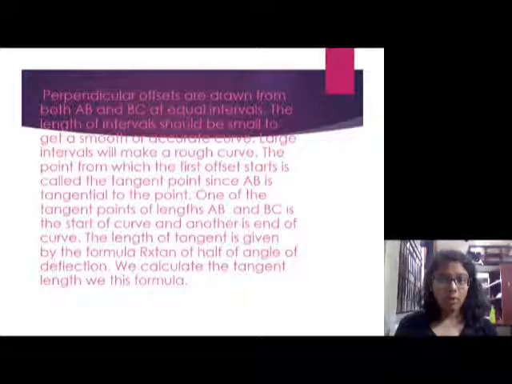The point from which the first offset starts is called the tangent point, since AB is tangential to the curve at that point. One of the tangent points of length AB and BC is the start of the curve and the other is the end of the curve. The length of the tangent is given by the formula r into tan of half of the angle of deflection. We calculate the tangent length with this formula.